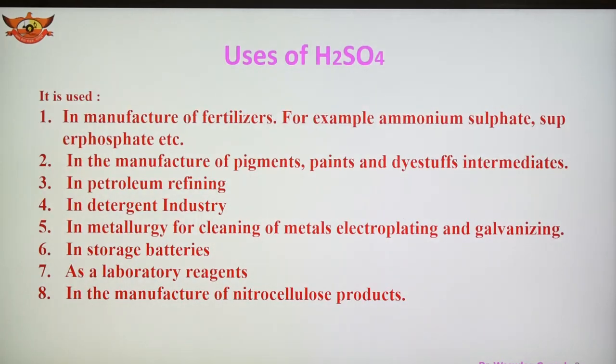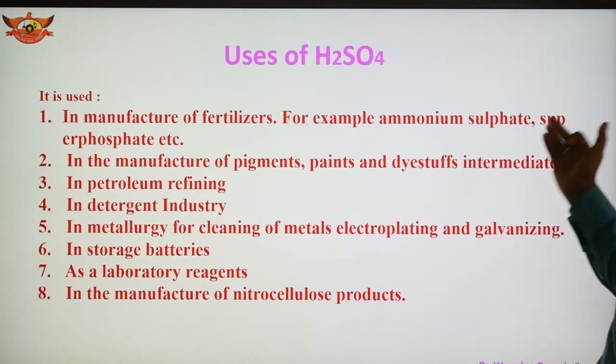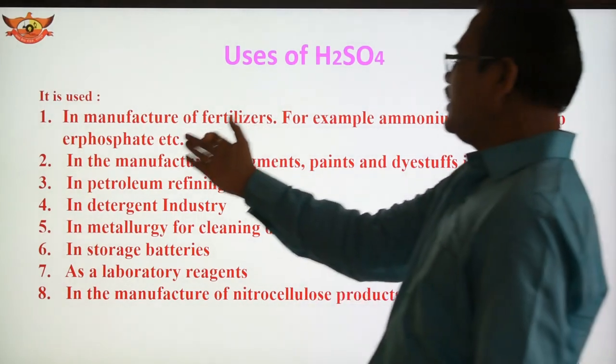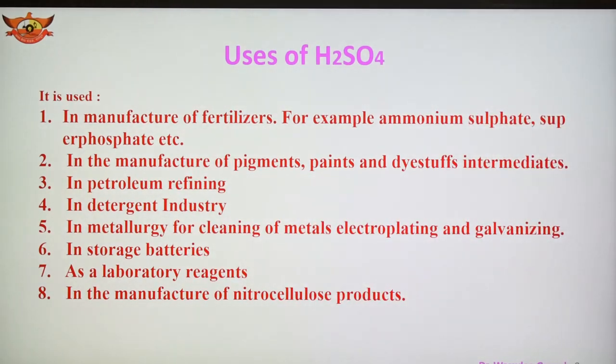And there are important uses of sulfuric acid; it is a very important compound. As we know, it is used as a solvent in the laboratory. Many compounds are soluble in sulfuric acid, and it is also used for the manufacture of fertilizers, for example ammonium sulfate and superphosphate. It is also used for the manufacture of color pigments, paint, dyestuffs and intermediates, and it is useful in petroleum refining.